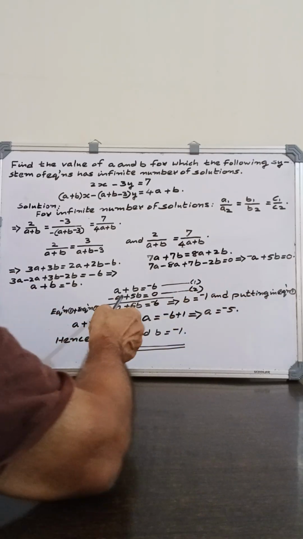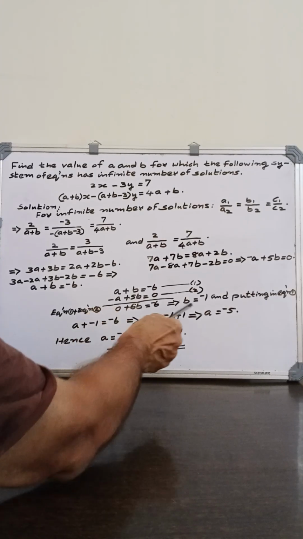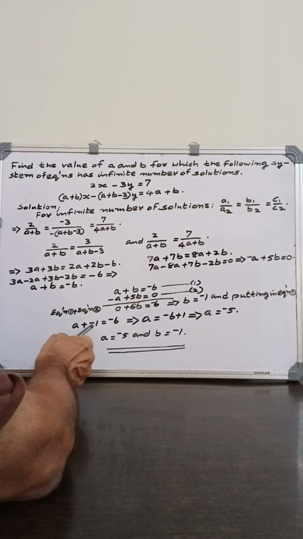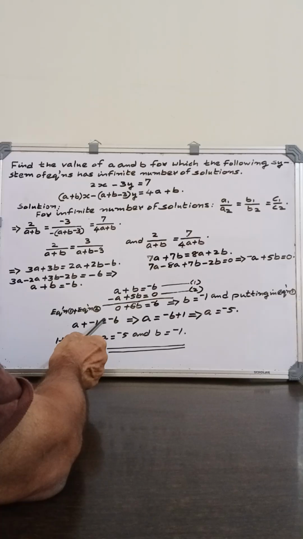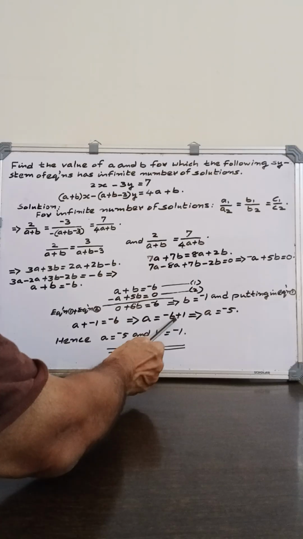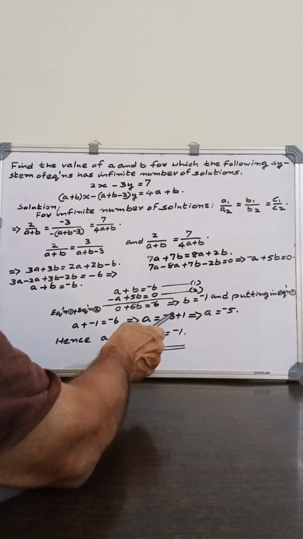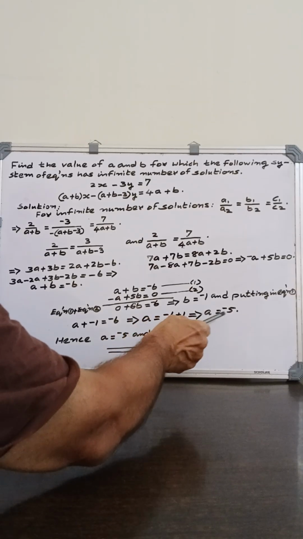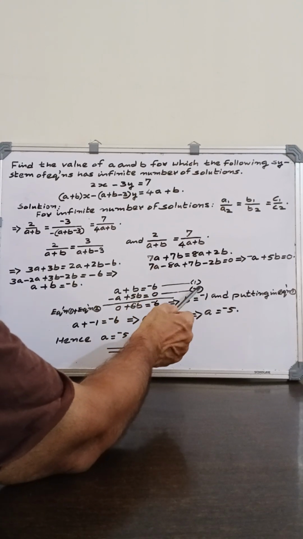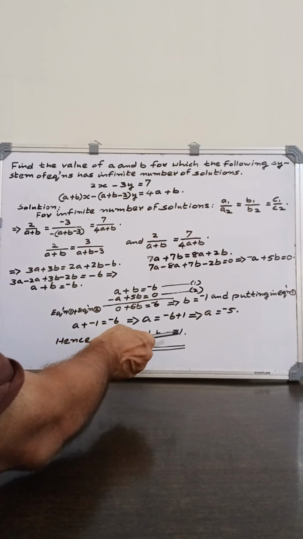Putting this in equation 1, with b equals minus 1, a plus minus 1 equals minus 6. Therefore, a equals minus 6 plus 1, since minus 1 comes to the right-hand side as plus 1. A equals minus 5, and b equals minus 1, as already derived. Thus, we get a equals minus 5 and b equals minus 1.